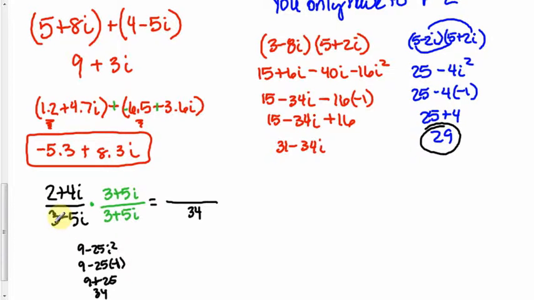Again, I could have just said 3 times 3 plus 5 times 5, couldn't I? Every time. 9 plus 25, is that what I ended up with?